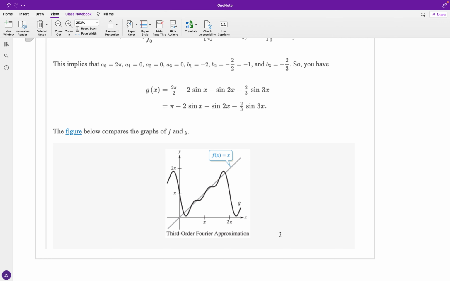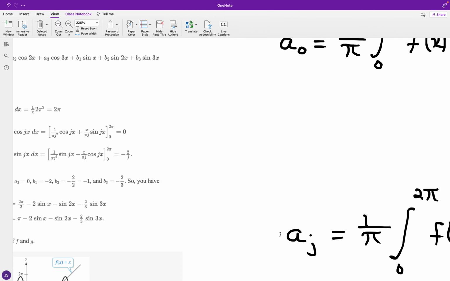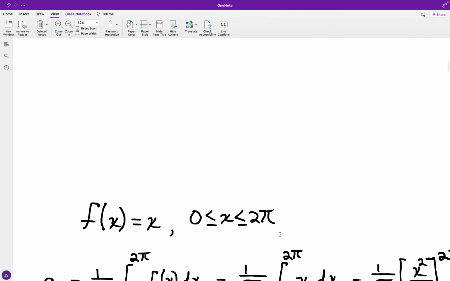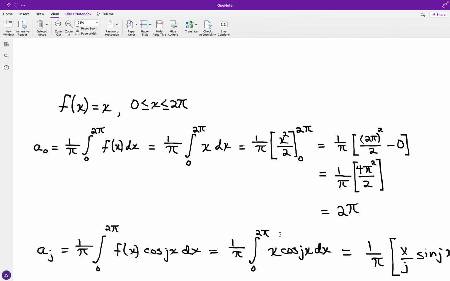Now, just looking at how we arrived at these integrals, I'm going to provide a bit of a refresher. We have f of x equal to x as x goes from 0 to 2 pi. For a naught, you have 1 over pi, and we're integrating f of x dx as x goes from 0 to 2 pi. And again, f of x is x. The antiderivative becomes x squared over 2, with x going from 0 to 2 pi. So we'll have 1 over pi times the quantity, 2 pi squared over 2 minus 0.